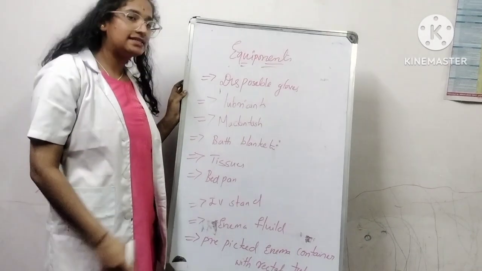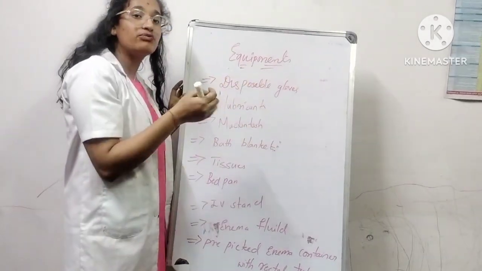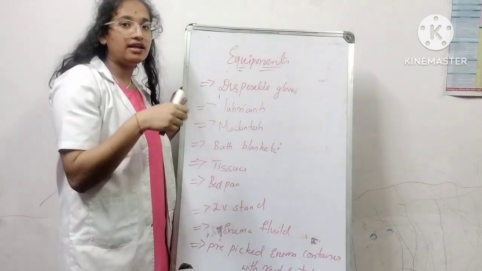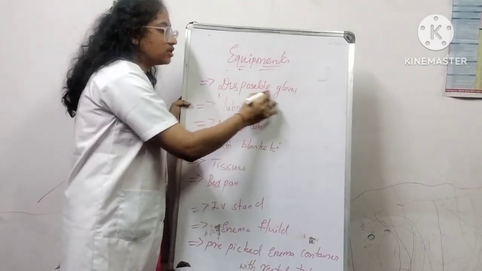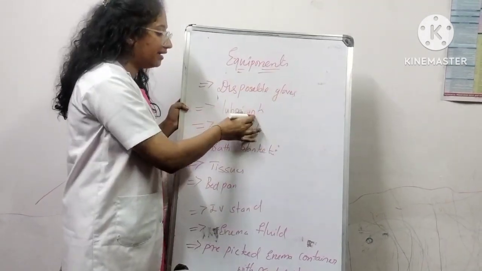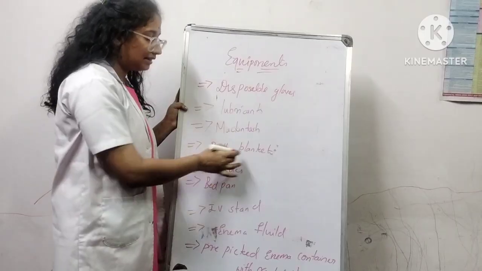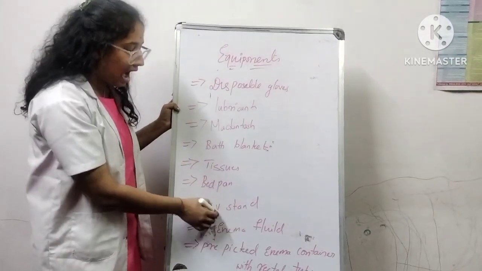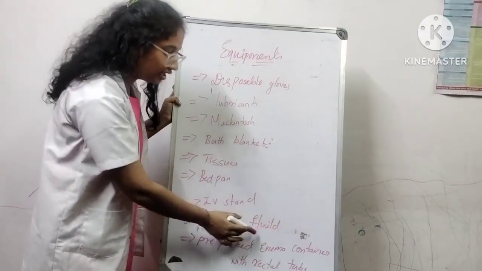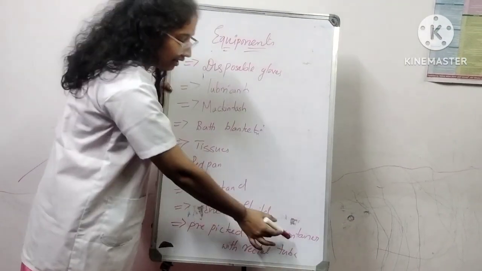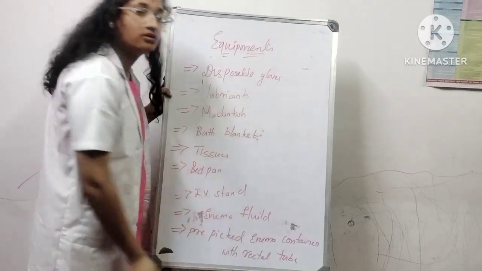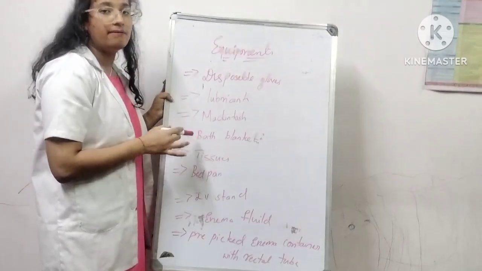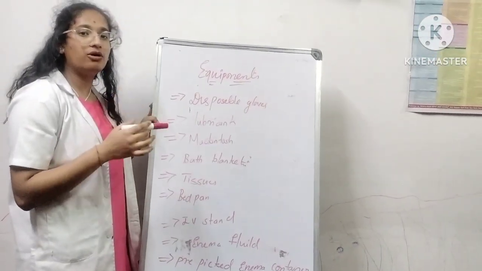Now we will discuss the equipment. What are the articles we need during the enema procedure? Disposable gloves, lubricants, Macintosh, bath blanket, tissues, toilet tissues or bedpan, IV stand, enema fluid, then a pre-pricked enema container with rectal tube. These are the equipment we need for the procedure. Now we will discuss the procedure.